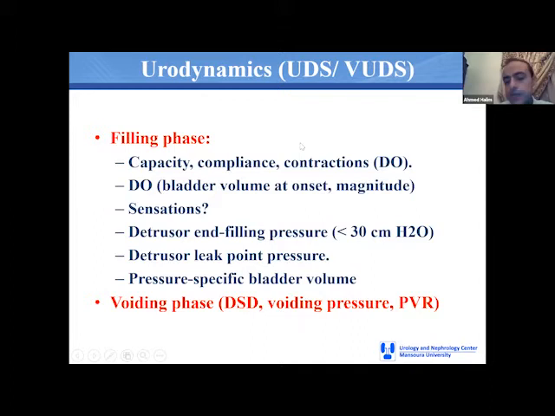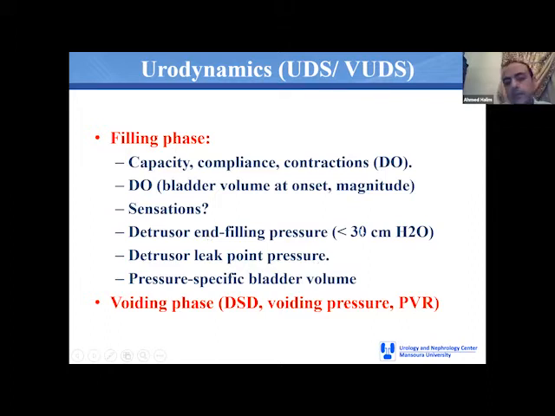Usually in patients with neurogenic bladder or spina bifida, we would focus mainly on the filling phase. Since most of them use CIC and are not spontaneously voiding, of course you would comment on capacity, compliance, and contractions. If you have detrusor overactivity, try to confirm when the contractions started and how strong they were. Most of them have diminished bladder sensation.